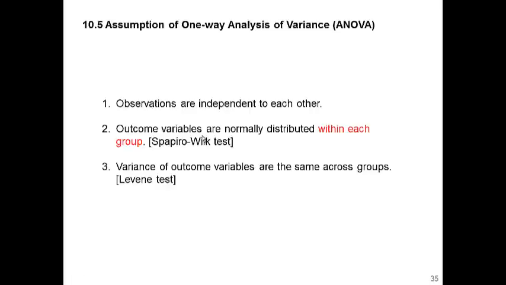This is similar to the student t-test. We examine normality in each group. And the variances of the outcome variables are the same across the groups. There are tests you can do to see if 1, 2, and 3 are true. And the last one, observations are independent of each other. So you can't have any repeated measures in the analysis. The people in groups 1, 2, 3 have to be independent from each other.